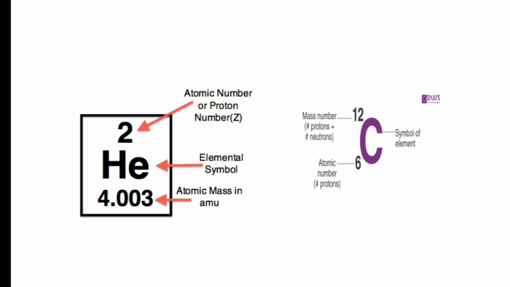Now this is how a symbol is represented. Let's take He, that is the elemental symbol of helium. This 2 is the atomic number or proton number, represented by Z. This 4.003 is the atomic mass in amu. Same here for carbon, the 6 is the atomic number and 12 is the mass number, or you can say atomic mass.